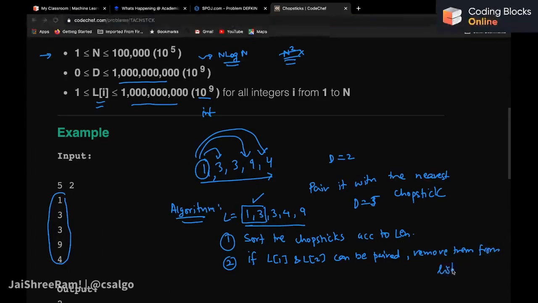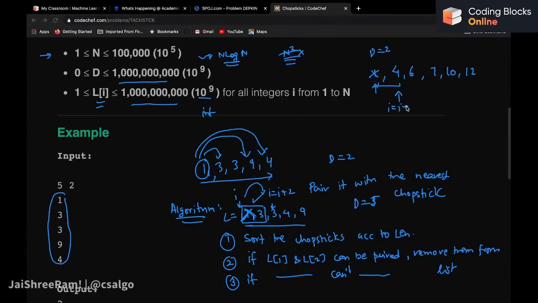So how do you remove them? You can keep a pointer i, and if you're able to pair these two, you take i equal to i plus 2. You come to this position. But if you can't pair L1 and L2, then you remove L1. Maybe 1 is useless, something of this kind. For example, you have chopsticks 1, 4, 6, then let's say 7, 10, 12. Let's say d is again 2. Now you cannot pair 1 and 4, so you remove L1. So you take i to the next position, i equal to i plus 1. So you try again. Can you pair 4 and 6?